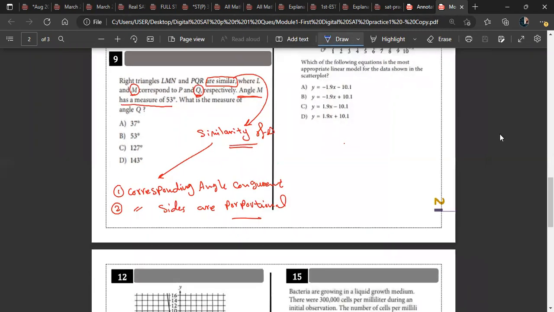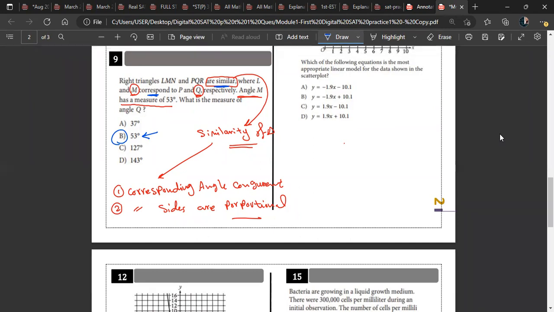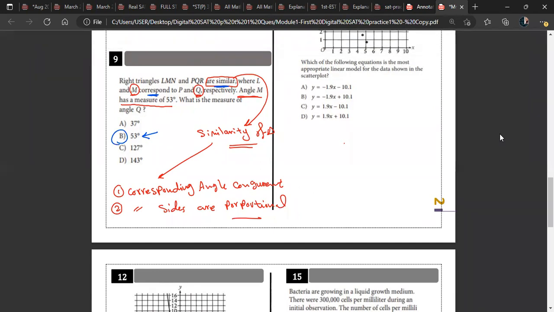Here, he tells you that the measure of angle M equals 53, and angle M is corresponding and congruent to angle Q, as he tells me, similarity and correspond. So the measure of angle M will be the same measure of angle Q. So the answer will be 53. And the other idea, he can tell you what is the measure of angle B in this case. What is the answer, guys? If he tells you, find the measure of angle B, not Q. Who can tell me the answer in this case?